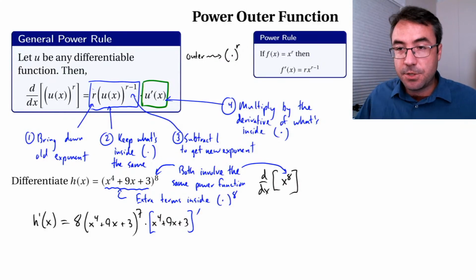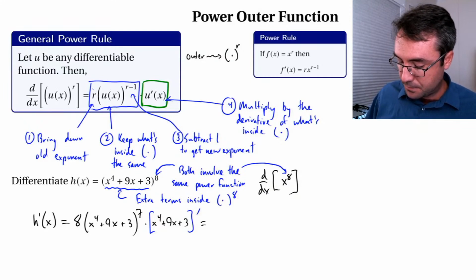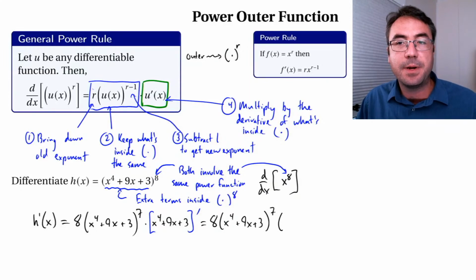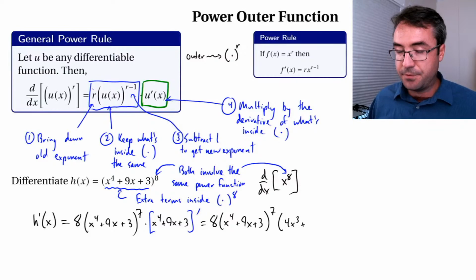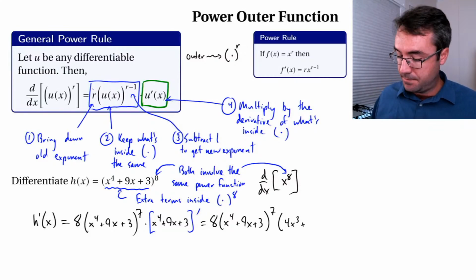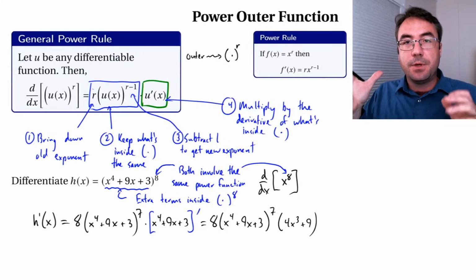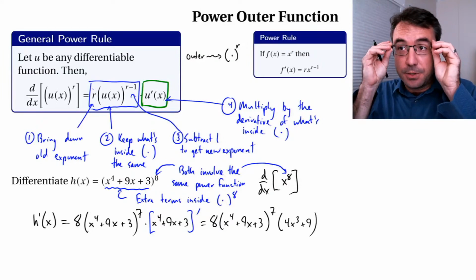All right, so let's differentiate that. We keep going. So what's the derivative of x to the power 4? Well, that's 4x cubed. And then what's the derivative of 9x? Just 9. And then what's the derivative of 3? Just 0. So there's our derivative. Derivative of the power function part times the derivative of the inner function part.